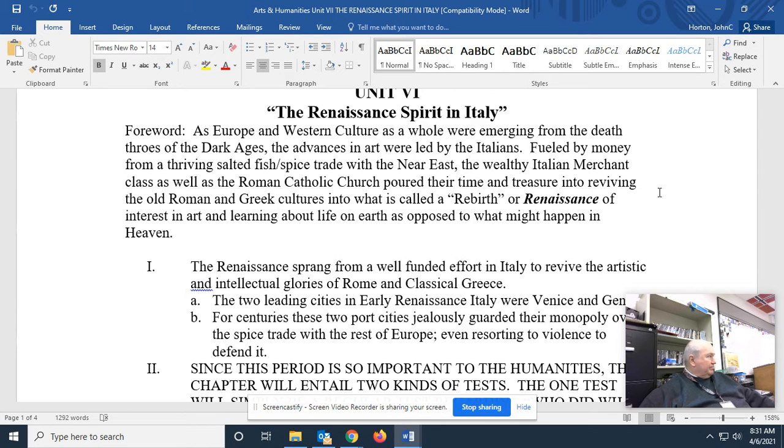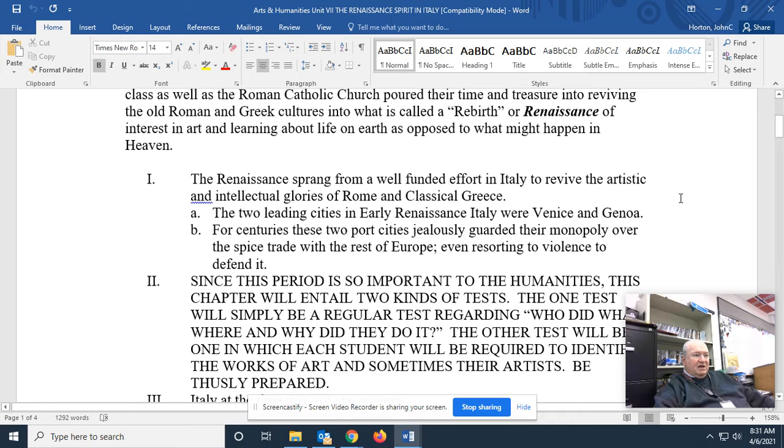So, Roman numeral one. The Renaissance sprang from a well funded effort in Italy to revive the artistic and intellectual glories of Rome and classical Greece. As it says there, the two leading cities in early Renaissance Italy were Venice and Genoa. For centuries, those two port cities, Venice and Genoa, by the way, let me pause here.